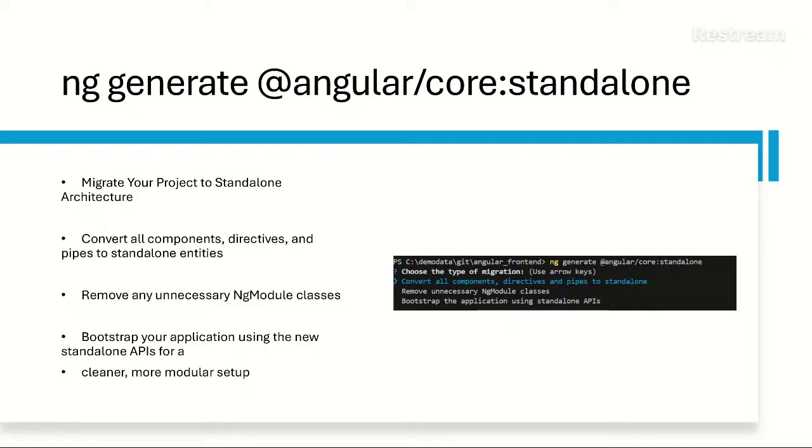You can use this to migrate your project completely to standalone. What are the benefits of using this command? It migrates your project to standalone architecture. It converts all components, directives, and pipes to standalone entities, and removes any unnecessary NgModule classes. With that you can easily migrate. Let me show you that also. Let me share my screen with you.